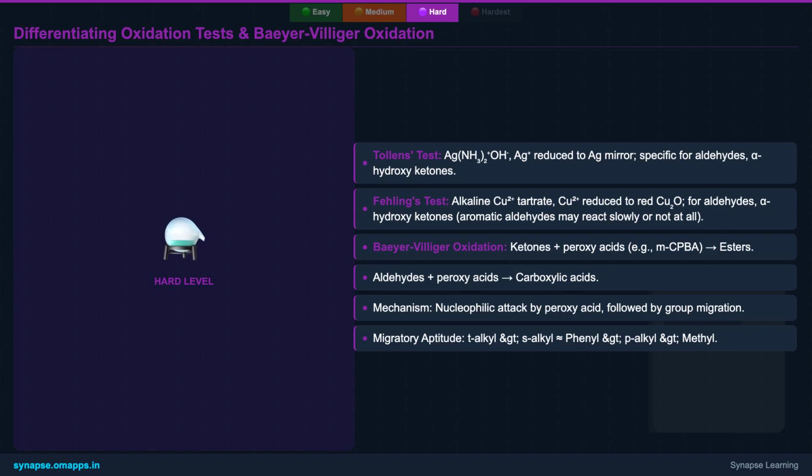Beyond these, the Baeyer-Villiger oxidation presents a fascinating transformation. Ketones react with peroxy acids to form esters, while aldehydes yield carboxylic acids. This reaction involves the migration of an alkyl or aryl group from the carbonyl carbon to an oxygen, with the migratory aptitude following a specific order. Tertiary alkyl groups migrate most readily, followed by secondary, then phenyl, primary, and finally methyl. This selectivity is key in complex synthesis.